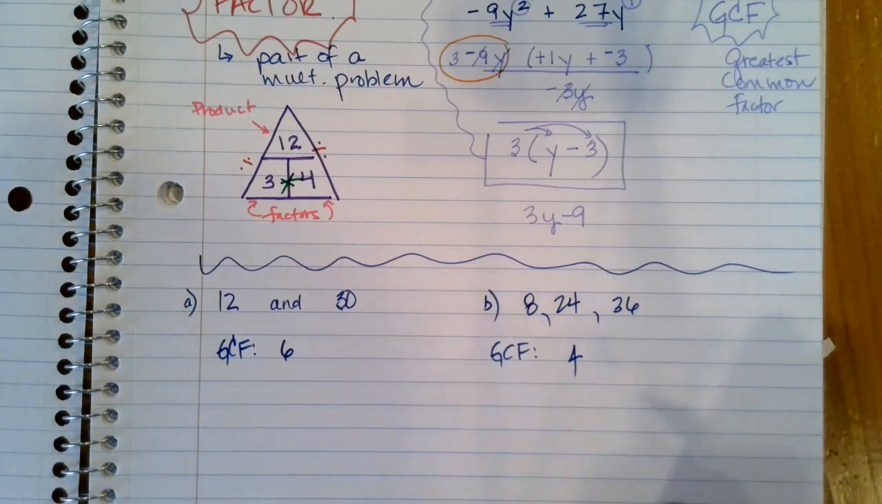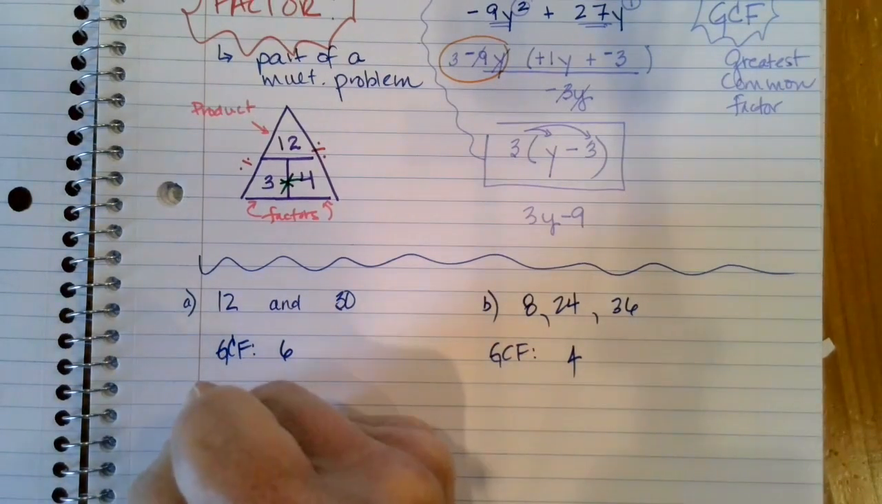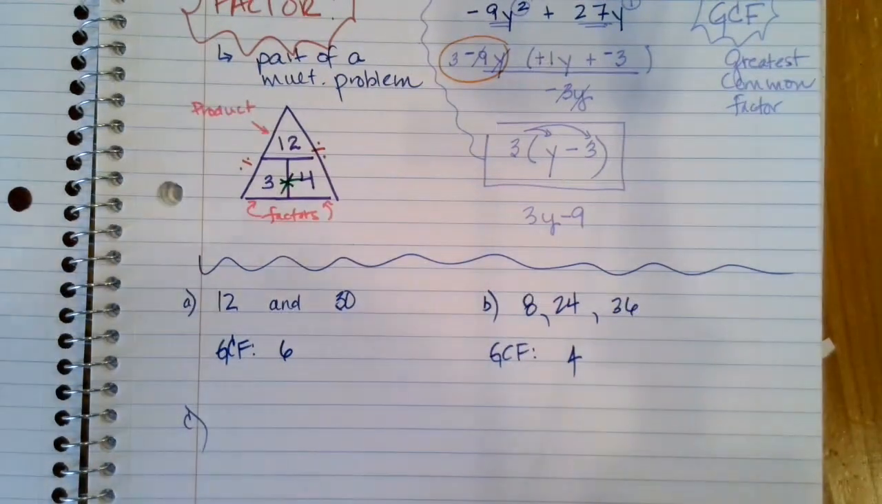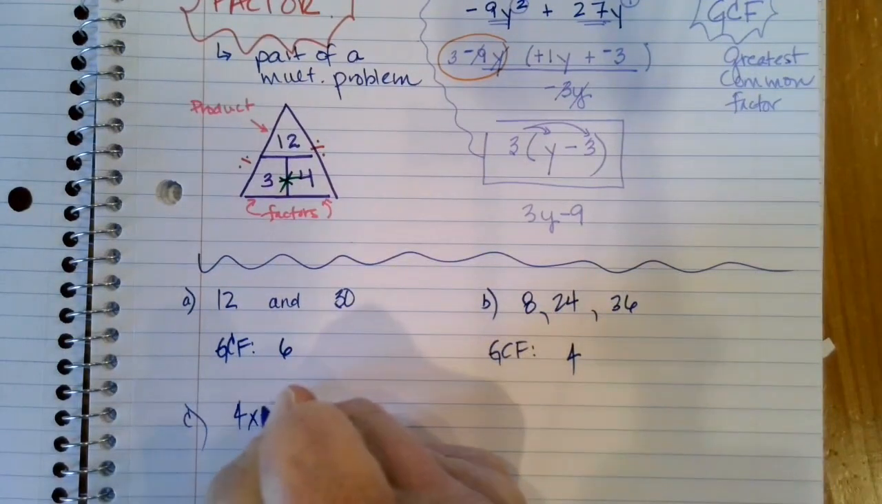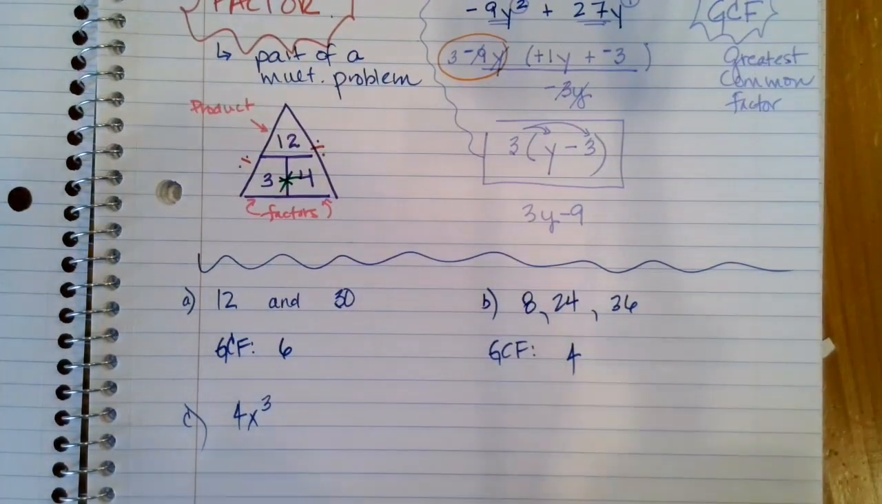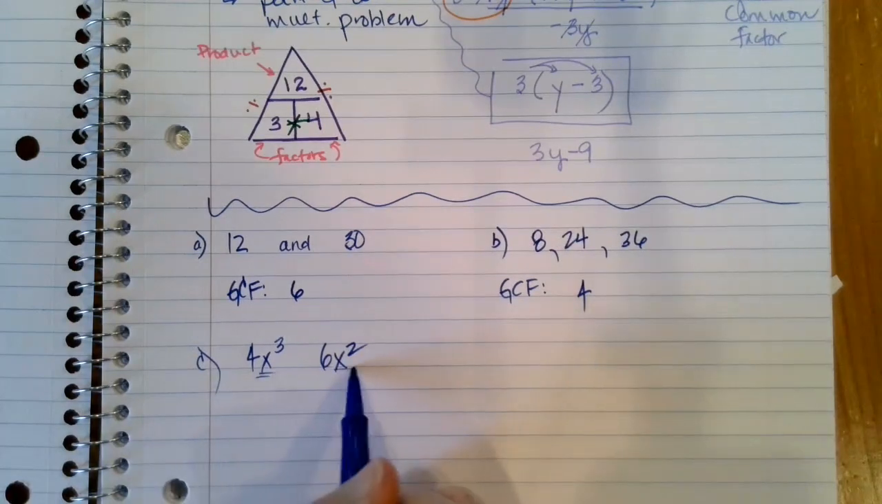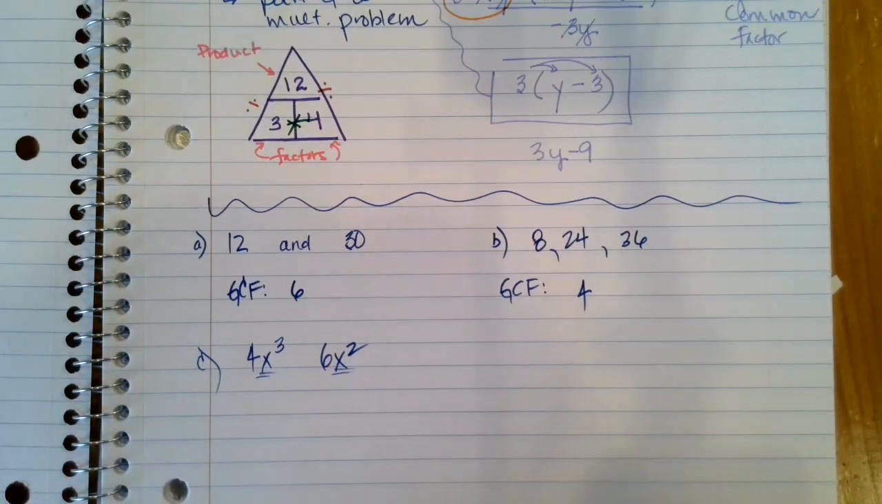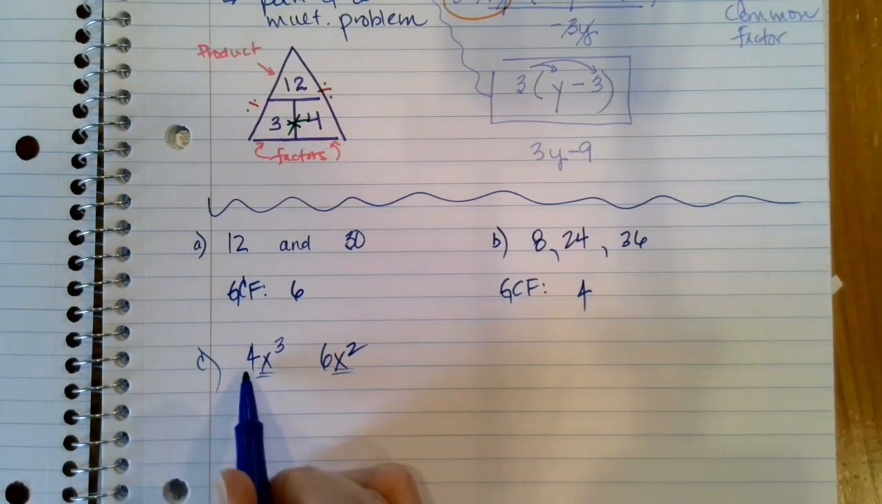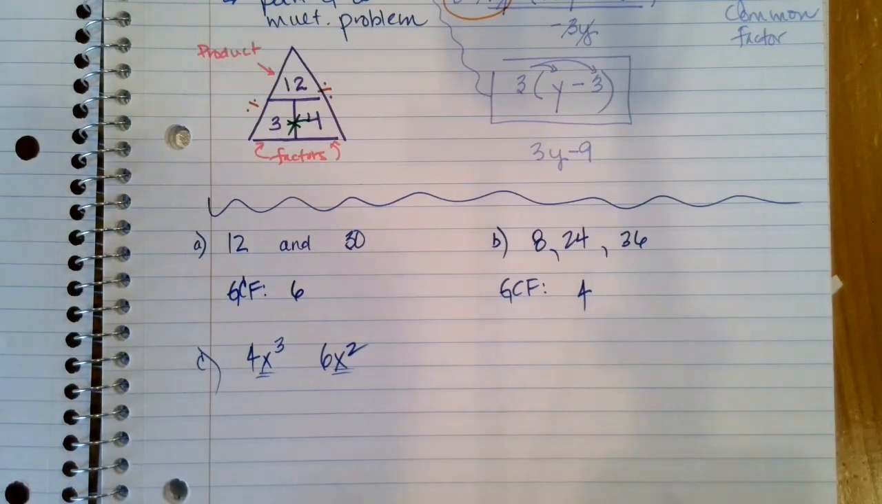All right, I've got one more example for you, and of course the third one is always the hardest. What if I had 4x cubed and 6x squared? Well, right away you're nervous because you're like, wait, what are you doing throwing in the variables? Well, here's why we're doing that. We have to consider these in two pieces.